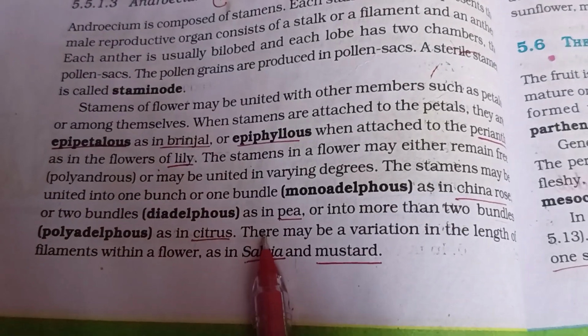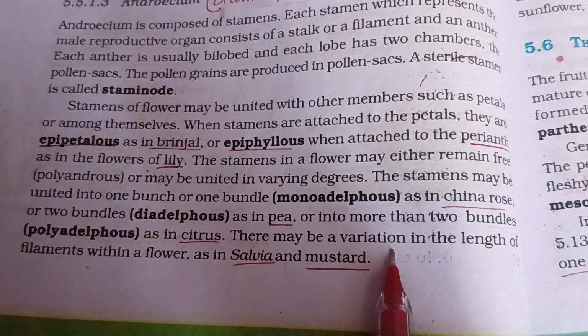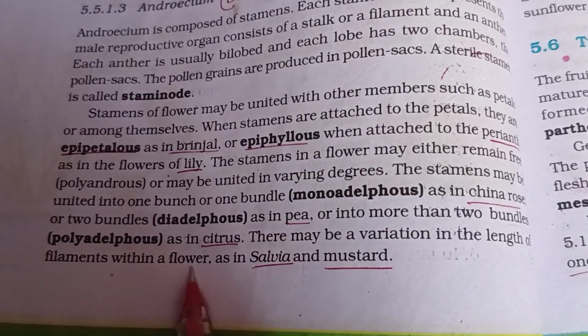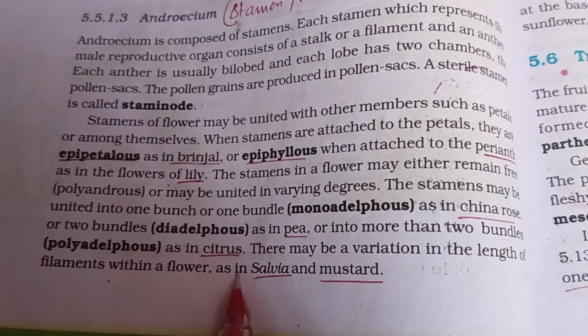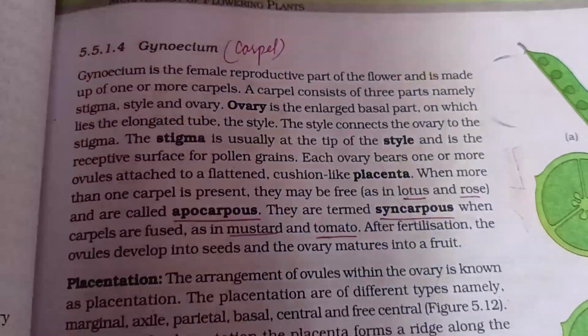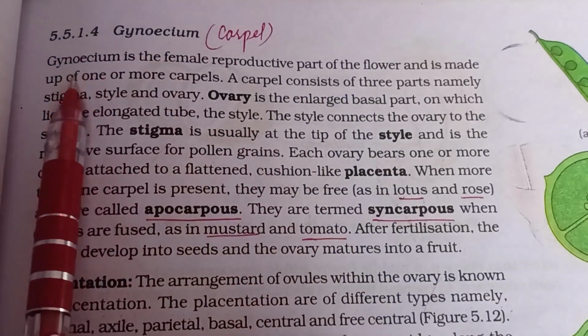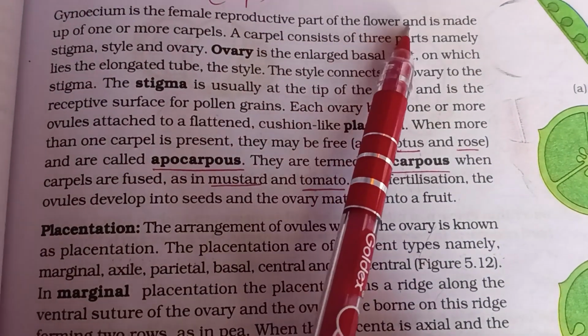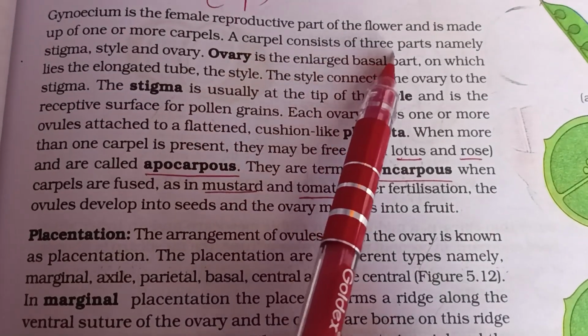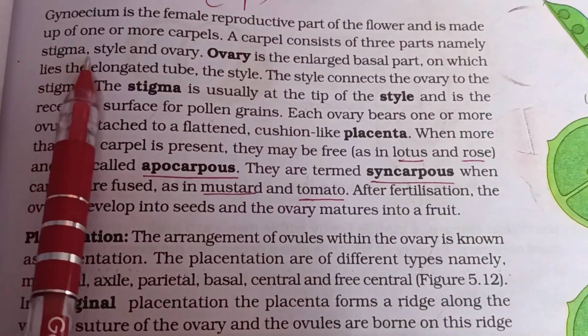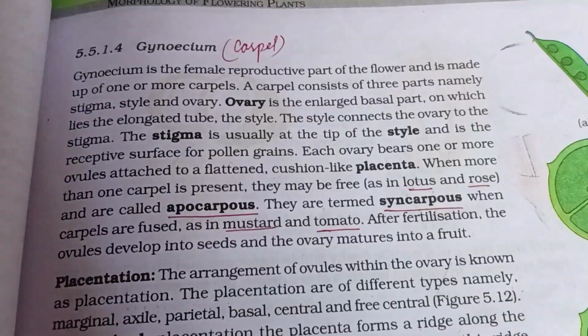There may be variation in the length of filaments within a flower, as in salvia and mustard. Now talking about gynoecium, we call it carpel. Many carpels make gynoecium. So gynoecium is the female reproductive part of the flower and is made up of one or more carpels. A carpel consists of three parts, namely stigma, style, and ovary.